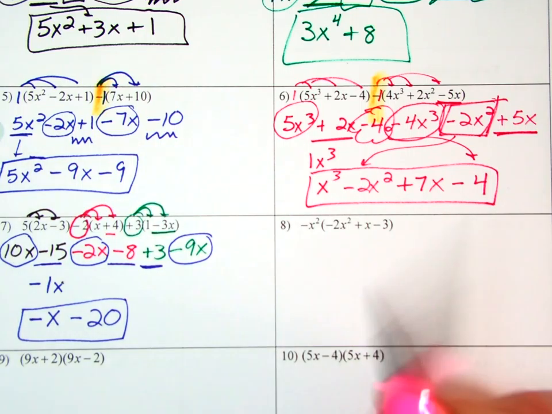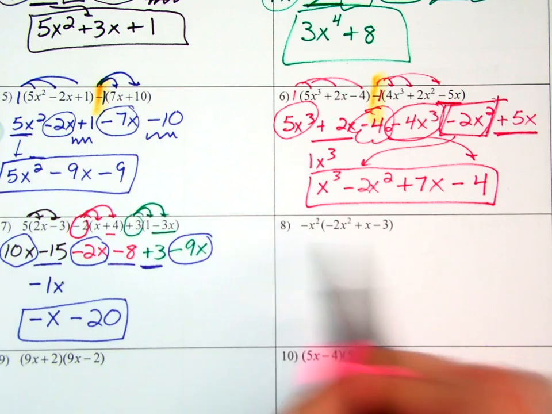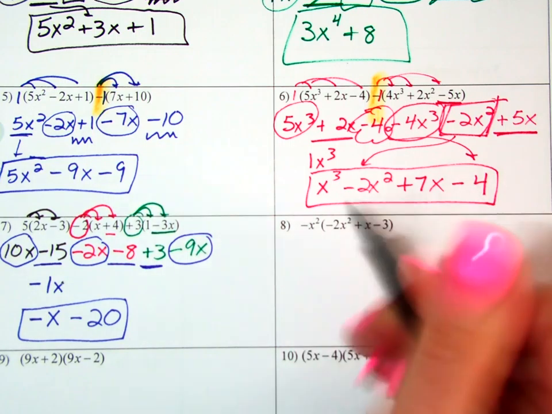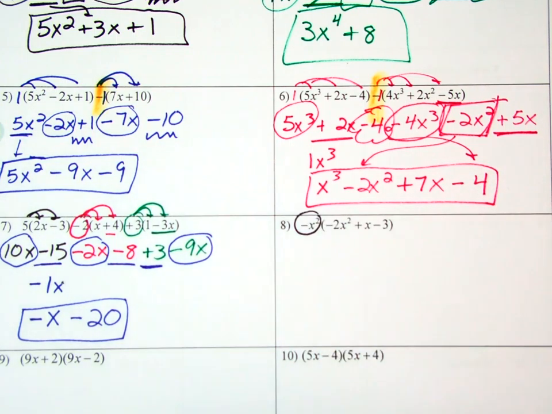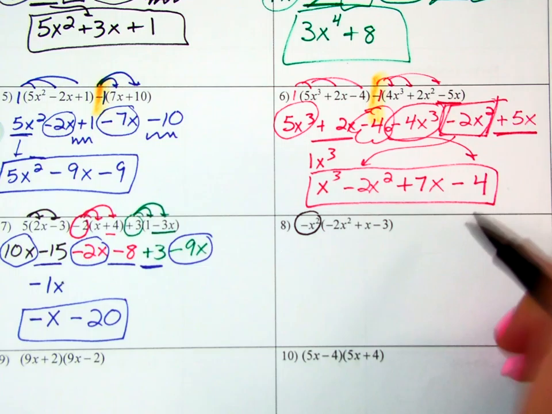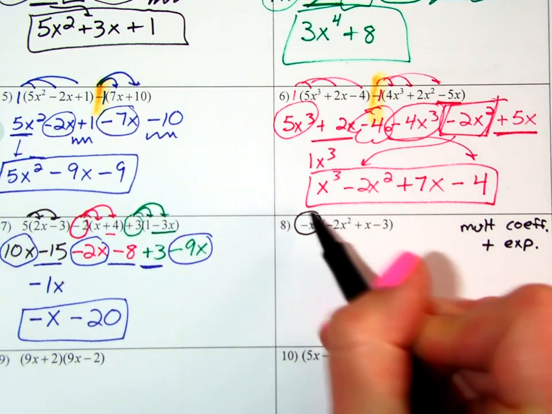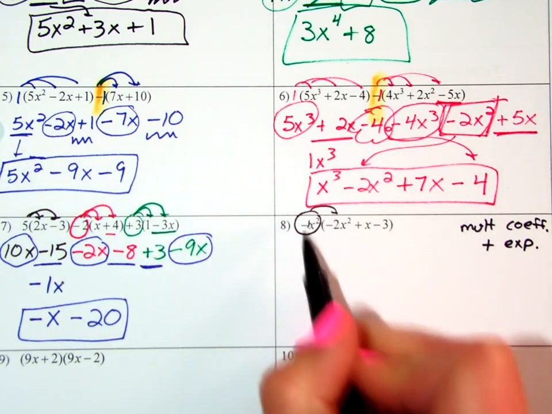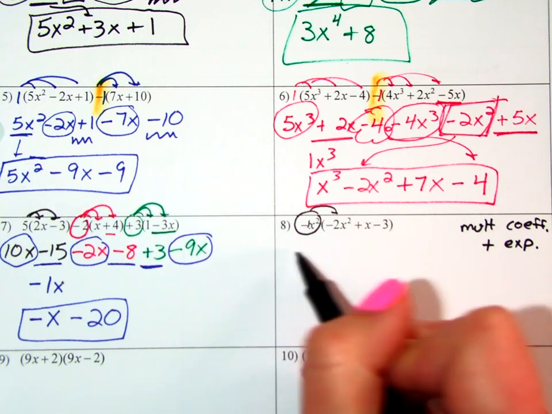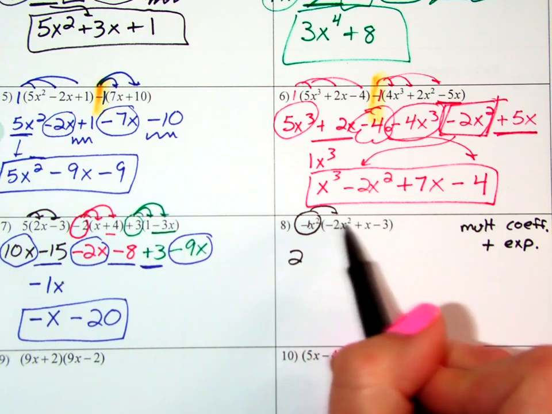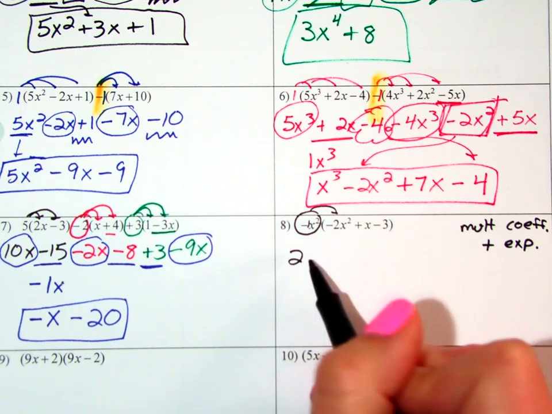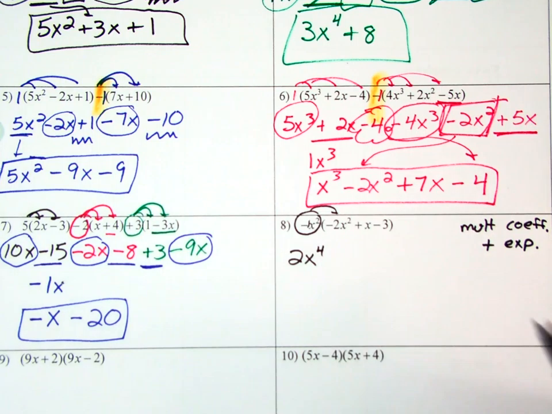Okay, so looking at number 8. This time there's no addition or subtraction at all, so really we're just distributing this negative x squared into the parentheses. Remember, when you multiply your coefficients, right? But you add your exponents. So this is like a negative 1, right? So negative 1 times negative 2 is a positive 2, but then I have to add my exponents. 2 plus 2 gives me x to the 4th.